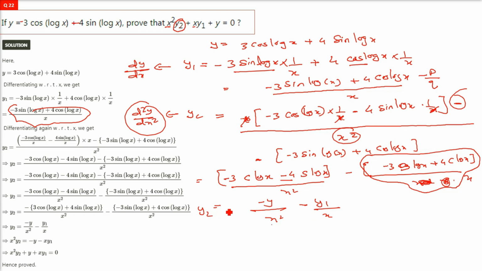Once you multiply it by x square, x square will be here, x square will be here. This becomes x square into y2, and this gets cancelled. Minus y goes on the left with plus y. Here also x will remain, it goes on the left, it will be plus x y1 equals 0. These two equations are exactly similar. Yes, so this is how we go about it. There's a lot of replacements here.